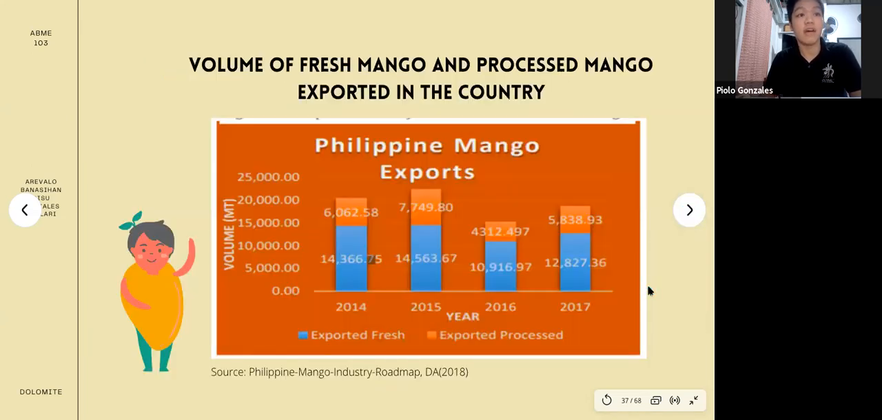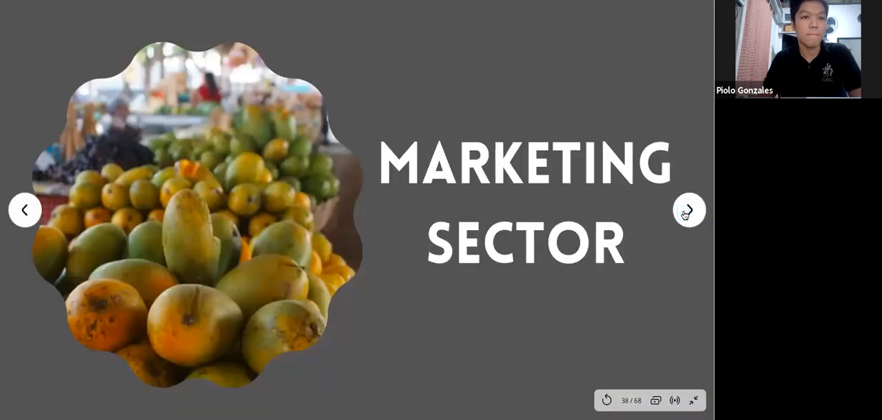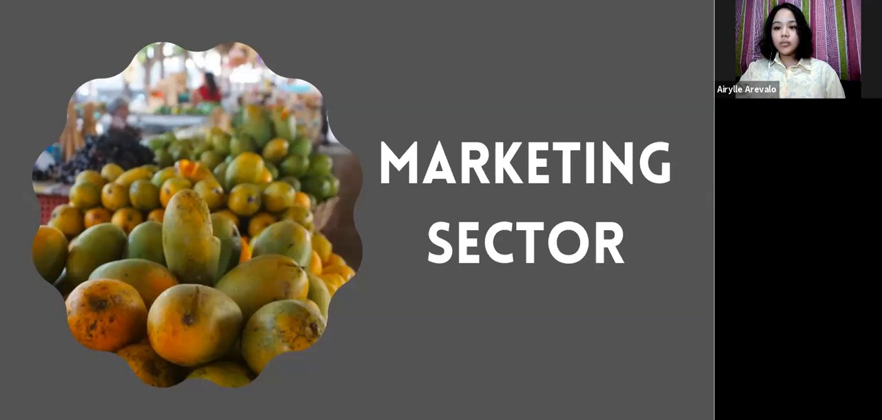A total of 5,838 metric tons of mango processed products was exported in the year 2017, lesser than the amount of raw mango exports amounting to 12,827 in the same year. As we can see, export of raw mango commodity is greater than the amount of processed mango products being exported in the past few years. Let's now move on to the marketing sector.